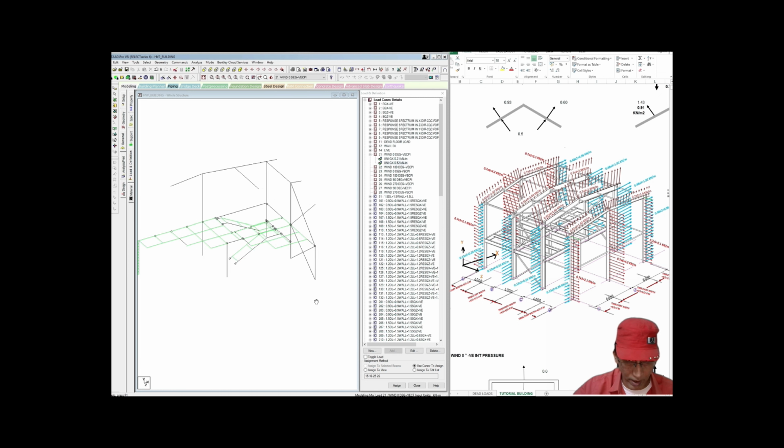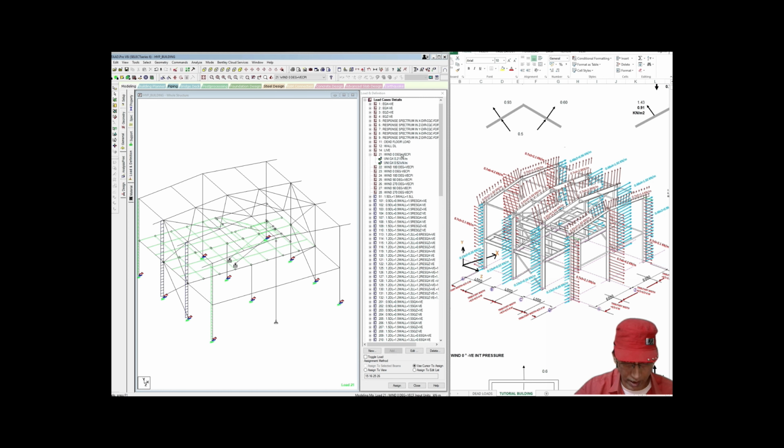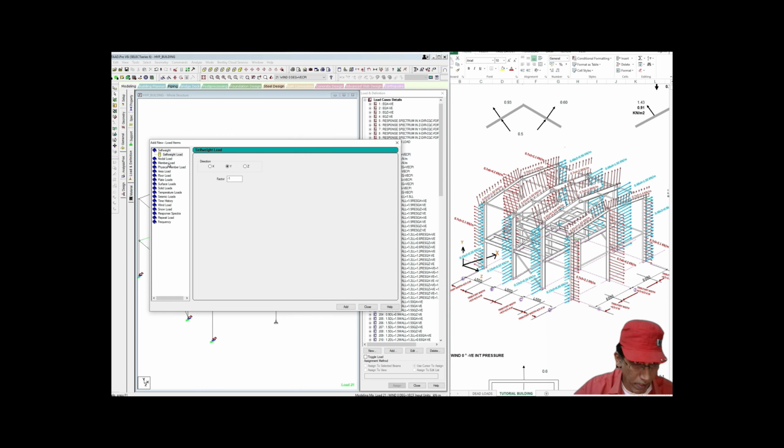Now let us go back to the wind load 0 degree again. Now add this load. This is 1.9, 0.96 and 1.92. That is for all B. Add member load in GX direction. This is X direction of Z.